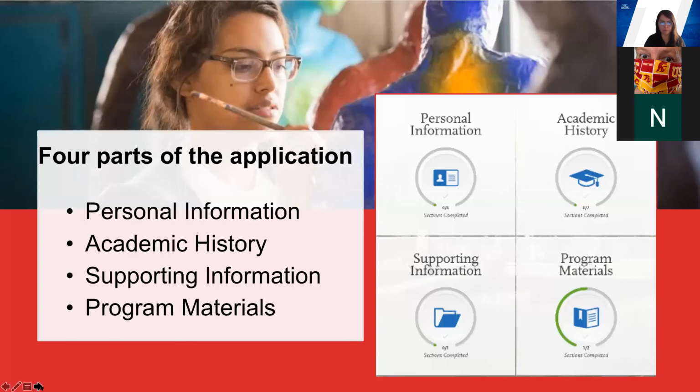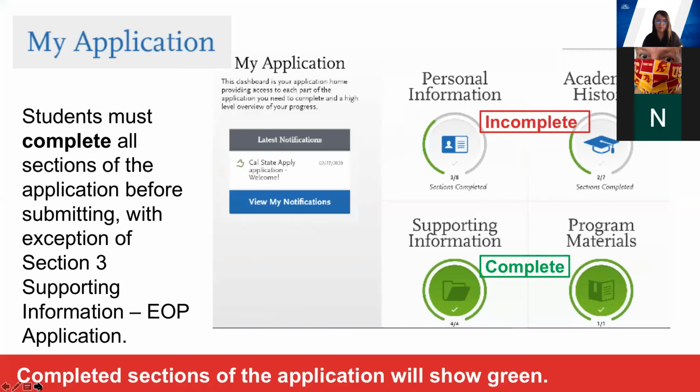Specifically for the application, there are 4 quadrants that you will need to complete. It will ask you for your personal information, academic history, supporting information, and program materials. All of these quadrants do need to be completed with the exception of one, which I will mention soon. When you complete one specific quadrant, it will be highlighted in green, indicating that it's complete. If the quadrant is not completed, then it will give you a message indicating incomplete.